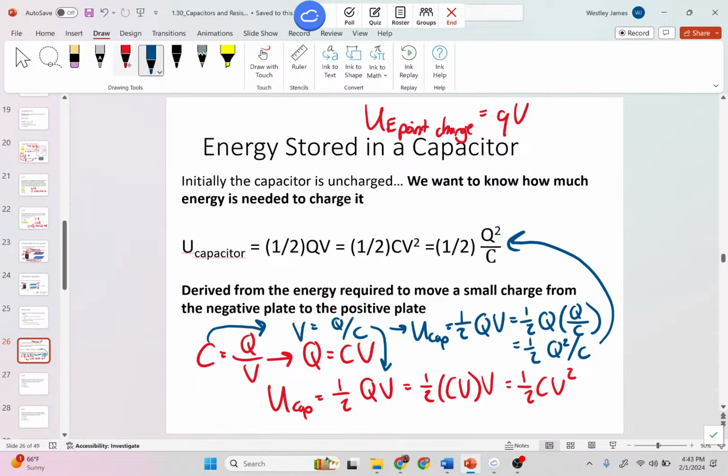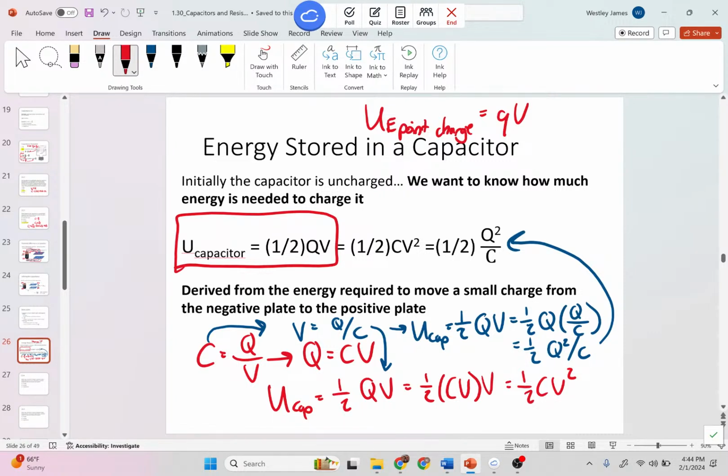Again, on your formula sheet, I only give you this one. So if you want the other ones, either just know how to do the algebra or write it down on your 5x8. The choice is yours. But how to get that is just from these substitutions.